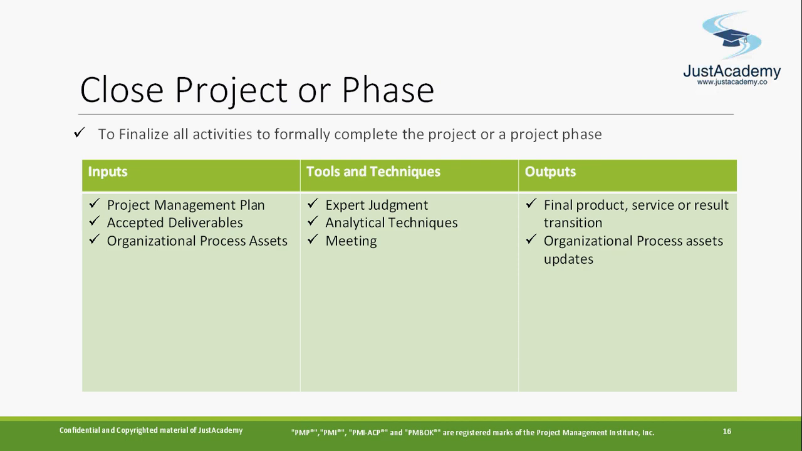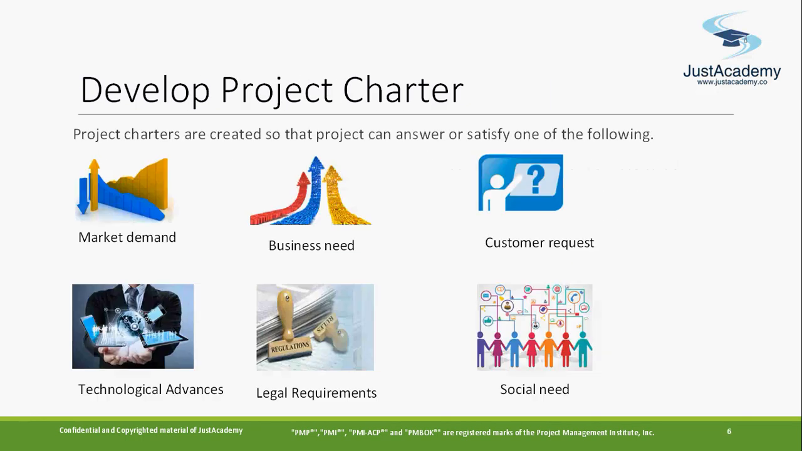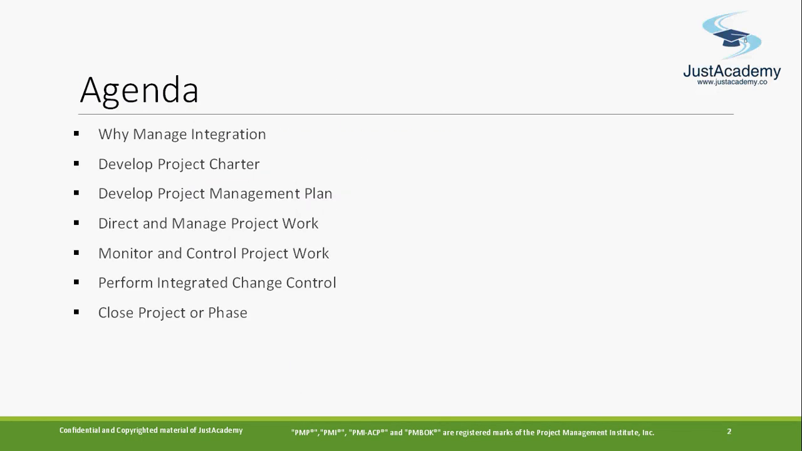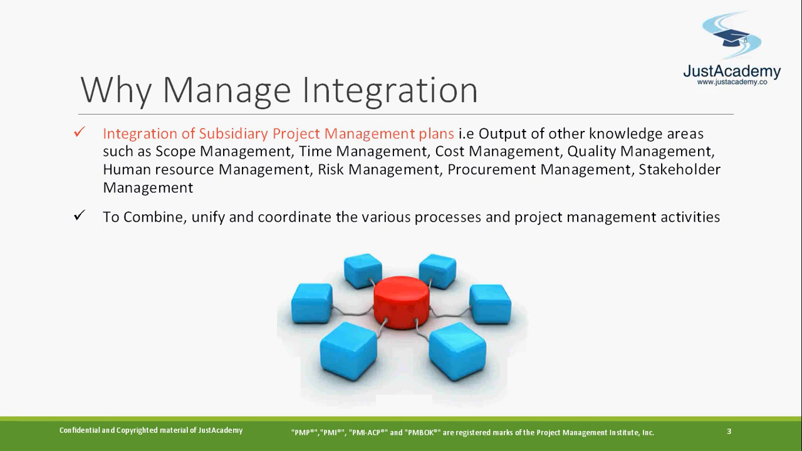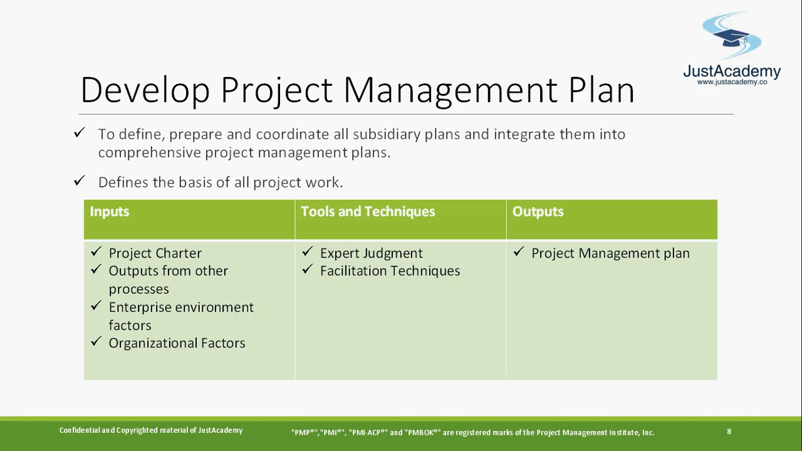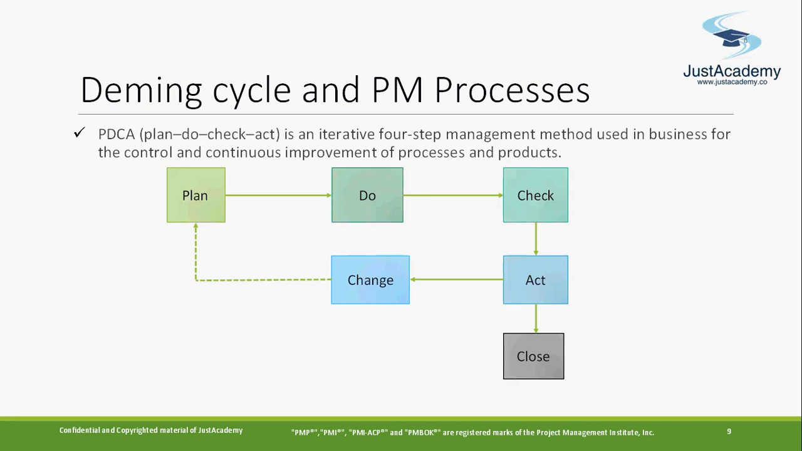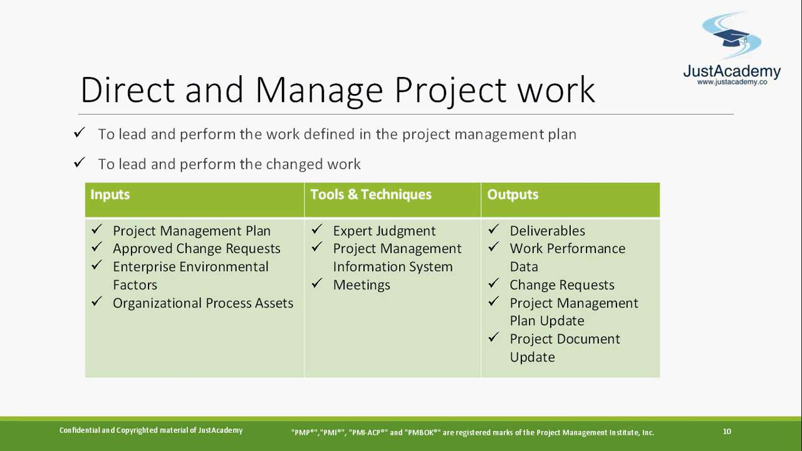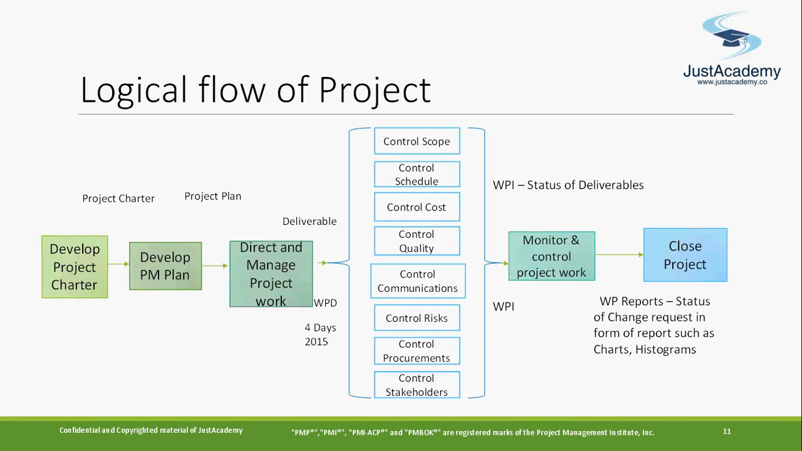Good. So let's go with the summary on a high level. We talk about these processes: develop project charter, project management plan, and the Deming cycle PDCA, which is used for improving any processes. Direct and manage is part of the execution process group.